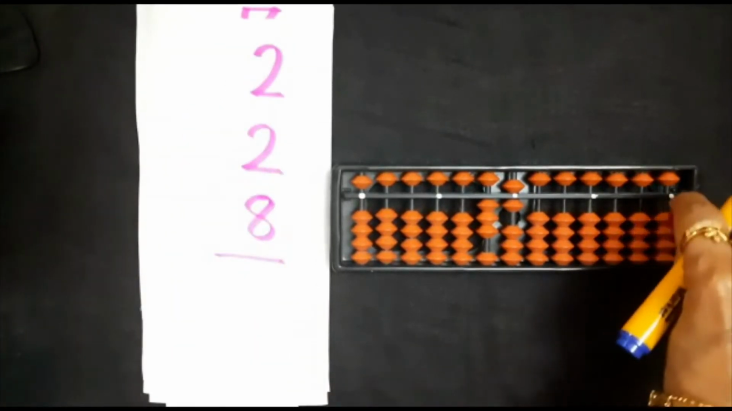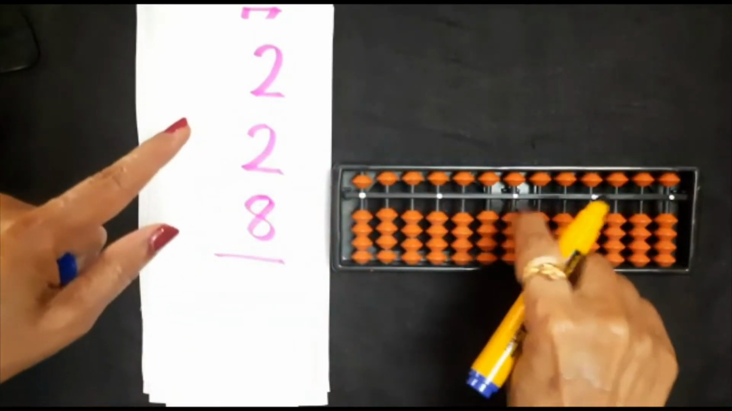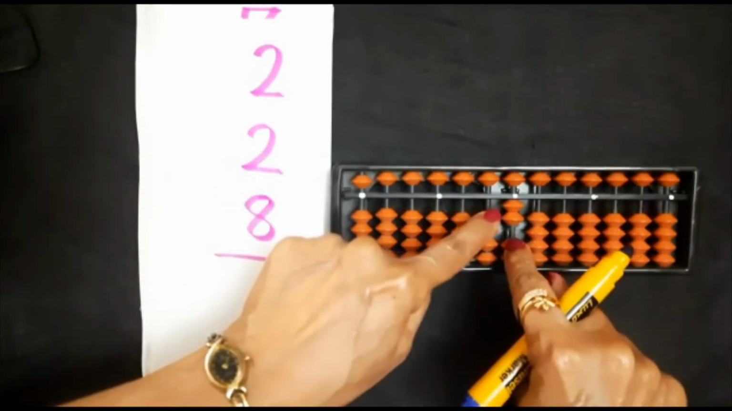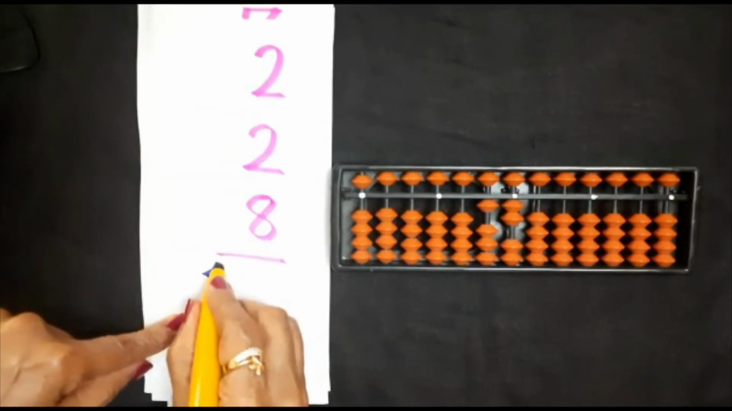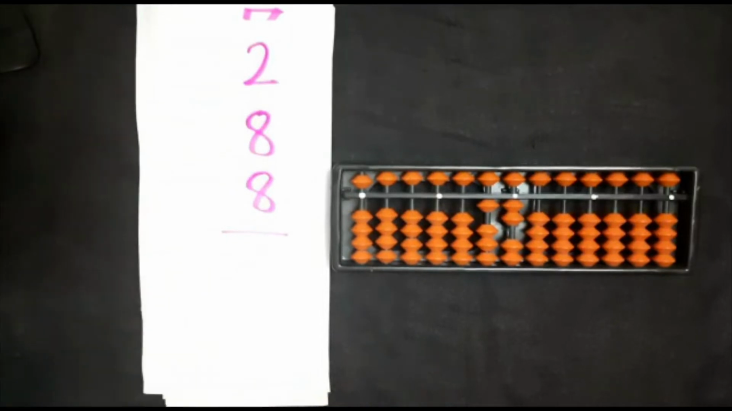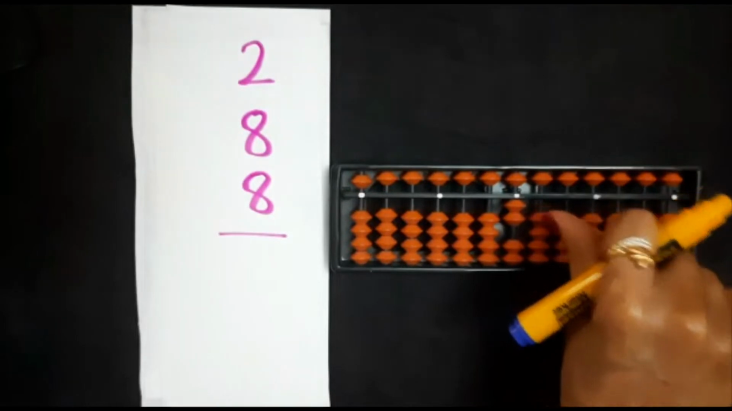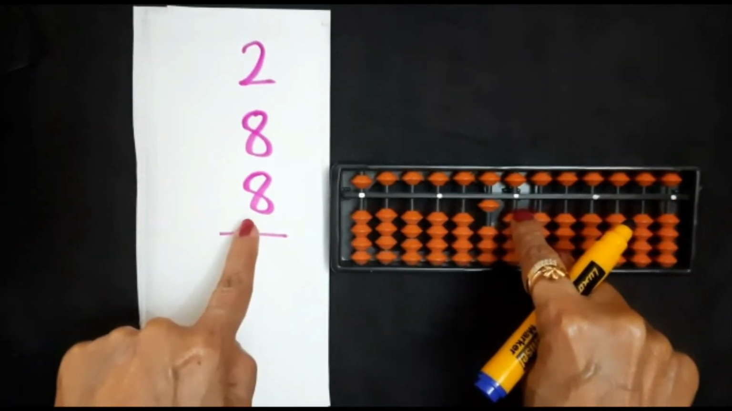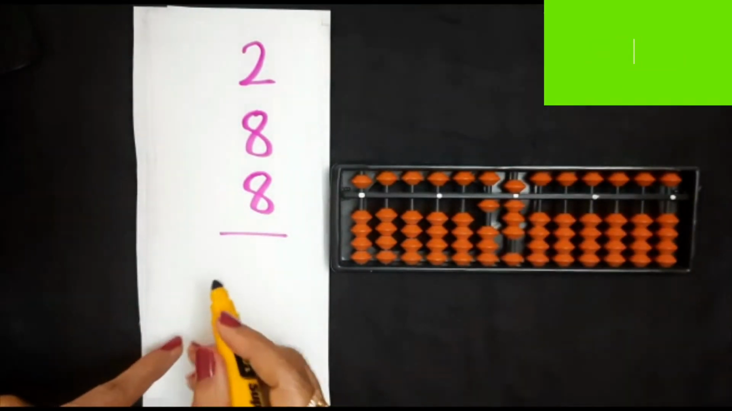Clear the abacus. 2 plus 2 plus 8 minus 2 plus 10. So answer is 12. Two plus 8 minus 2 plus 10. Again for 8 without formula we can do it. So answer is 18.